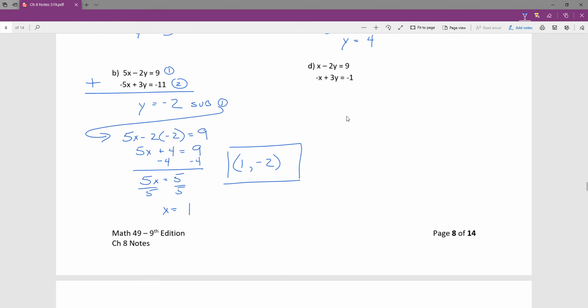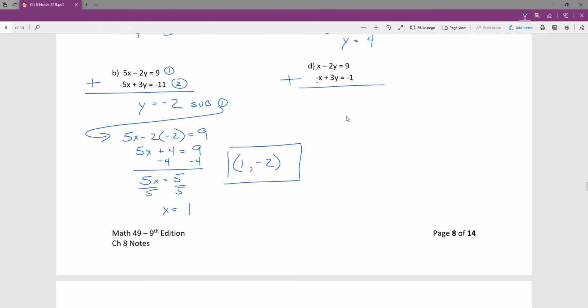One more to do here on the page, and again, these are all primed to work out. We are solving through the addition method. What we're looking for is one of the variables will wipe itself out when we add these vertically. And so here I can see I've got a positive x and a negative x. Well, those x's are going to eliminate. And so then I would have just a y in my equation.